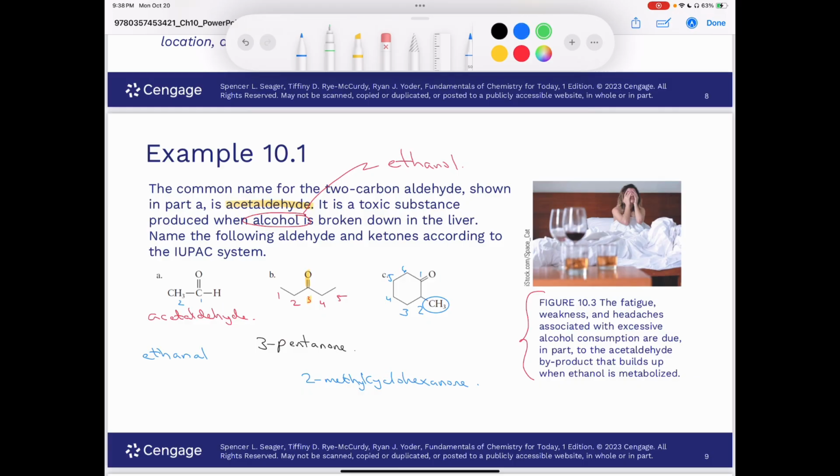Now, if you had gone the opposite way, if you had started here 1, 2, 3, 4, 5, 6, that would be incorrect because then your methyl group would have number 6 here, and we want the lowest possible number for our methyl group. And so the compounds are ethanal, 3-pentanone, and 2-methyl cyclohexanone.